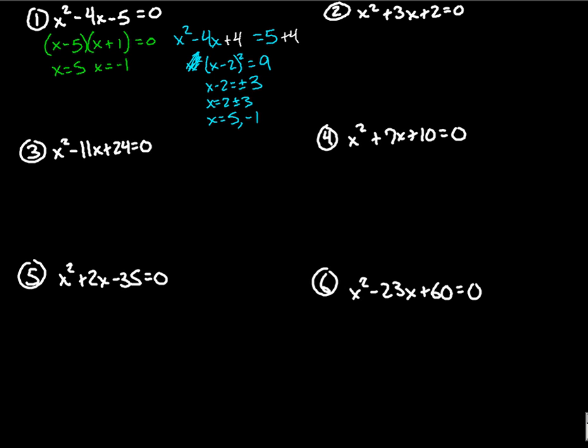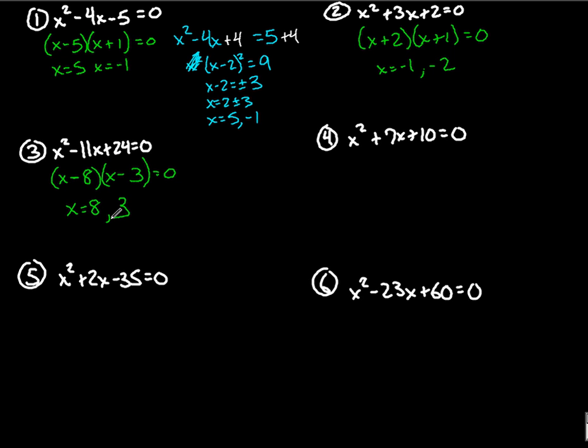Alright, number 2, back to factoring. Factors of 2 that add to 3 are 2 and 1. So (x plus 2) and (x plus 1). So I should have x equals negative 1 and negative 2 as my answers for that one. Alright, down here at number 3, it's factor again. Factors of 24 that add to 11. That should be 8 and 3. 8 and 3, plus in the back means it's the same sign, they're both negative. So I should get x equals 8 and x equals 3 as my two answers.